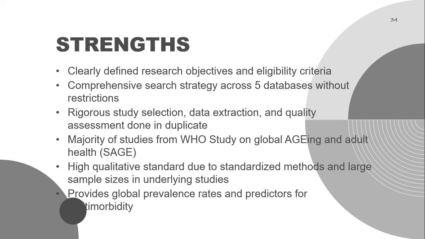Now we'll move forward to the strengths of this systematic review. It clearly defines research objectives and eligibility criteria, a comprehensive search strategy across five databases without restrictions, rigorous study selection, and data extraction and quality assessment done in duplicate. The majority of studies are from the WHO Study on Global Ageing and Adult Health, SAGE, of high qualitative standard due to standardized methods and large sample size in underlying studies, and it provides global prevalence rates and predictors for mortality.